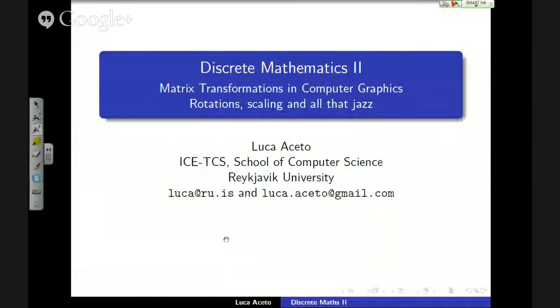So let's get graphical again. What we are going to do now is to look at how matrix transformations can be used to implement rotations. Things like spinning around Luca by 360 degrees.